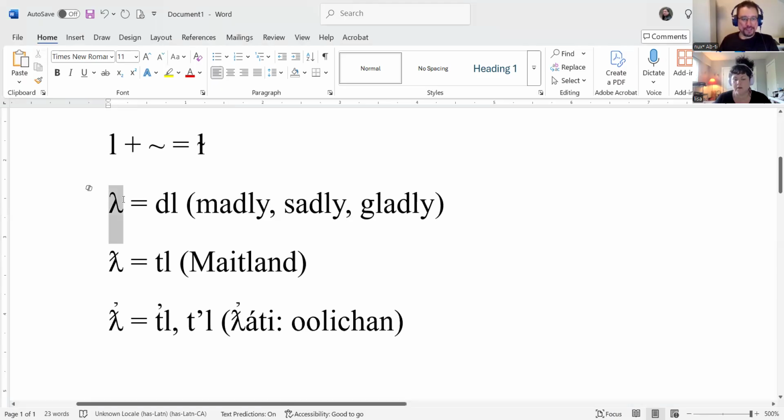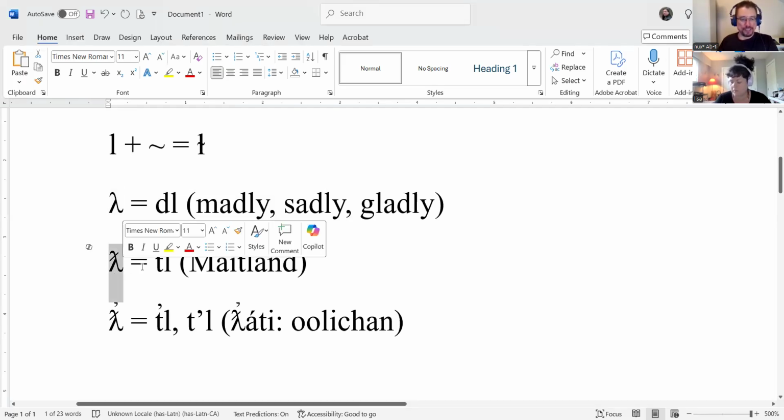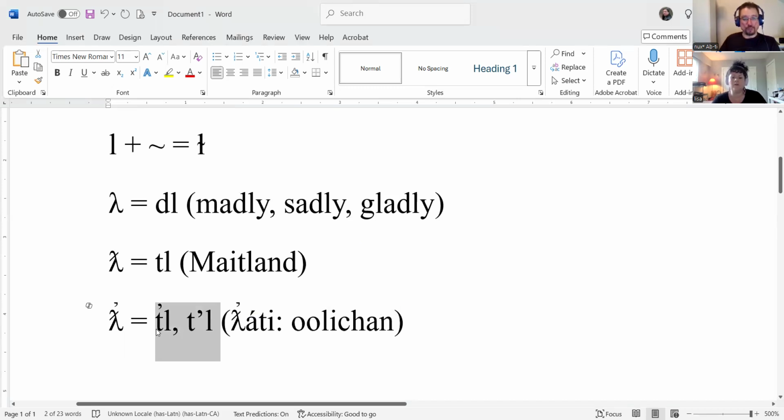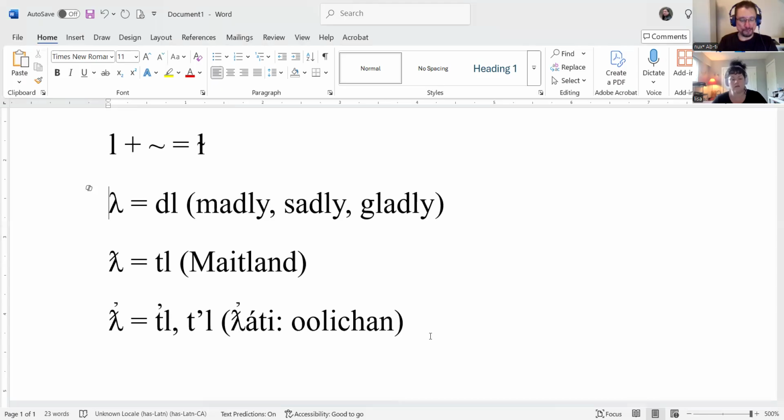So you have the lambda by itself making a DL sound. You have the barred lambda making a TL sound. And then you have the ejective barred lambda making a more pronounced apostrophe TL sound, or T apostrophe L. So these are different representations of these sounds. So the lambda is part of the hybrid orthography, the Haisla hybrid orthography that I developed about 6 years ago, somewhere around there.